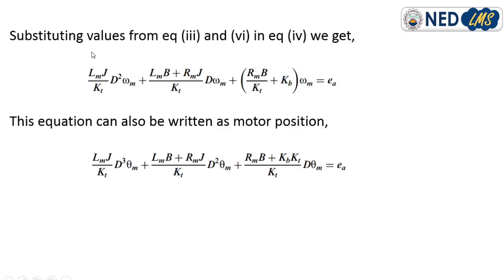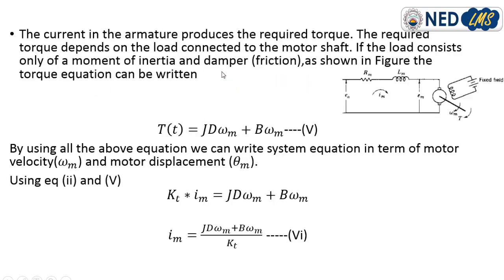This whole equation is in terms of velocity, and it tells how the system velocity changes with respect to the applied voltage. This equation can be in terms of displacement as well. If omega m is my angular velocity, I can write d theta, the change in angular displacement, as the angular velocity. So the power of d will increase, and this will become d cube theta m, similarly d square theta m and d theta m. So we can evaluate the system equation of this DC servo motor.